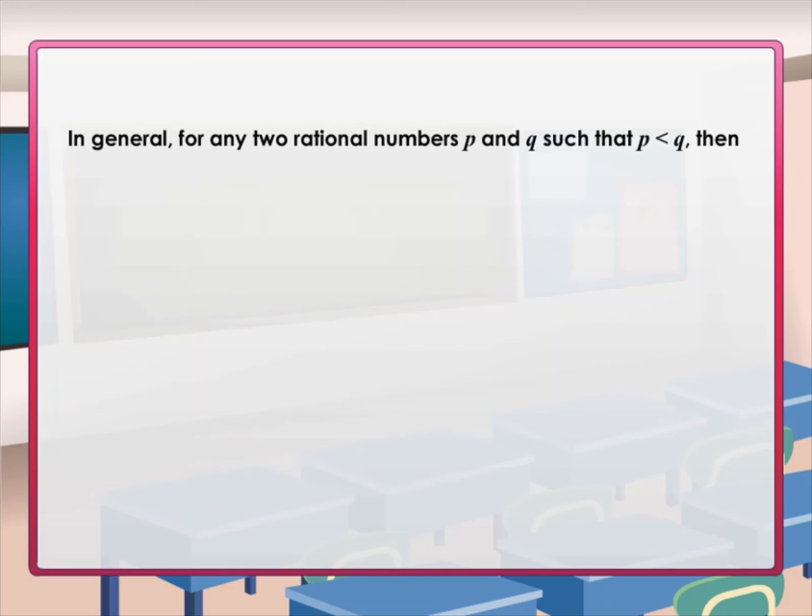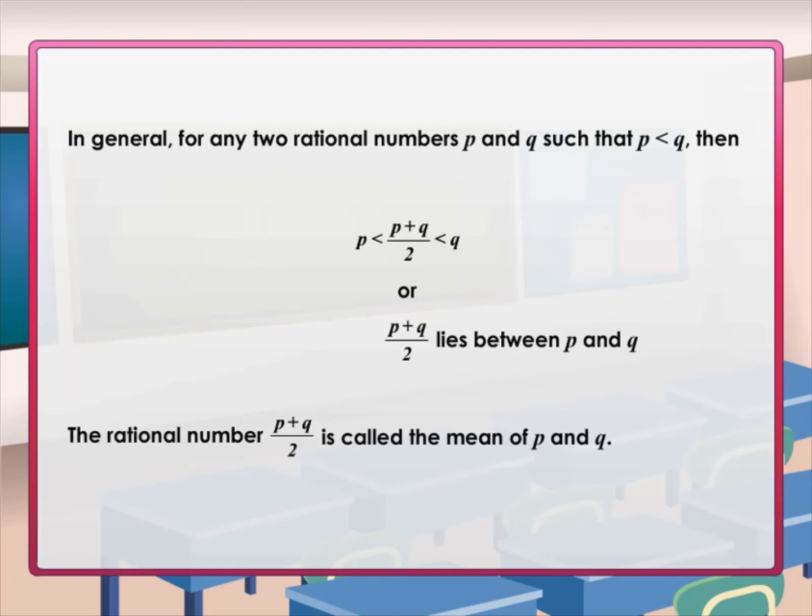In general, for any two rational numbers p and q such that p is less than q, p is less than (p plus q) by 2, which is less than q. Or we can say (p plus q) by 2 lies between p and q. The rational number (p plus q) by 2 is called the mean of p and q.